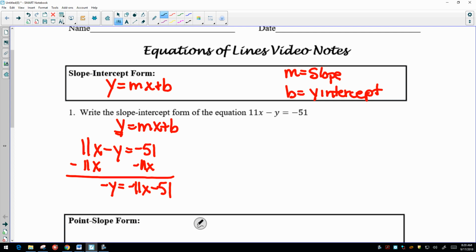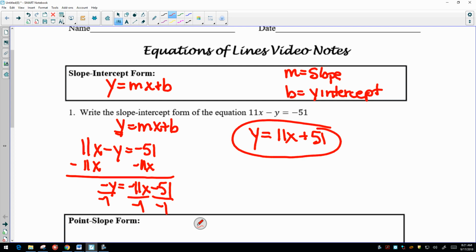Okay, so we're close. The only difference here is our slope-intercept form has a positive y, and right now we have a negative y. So to make that positive, we're going to divide everything through by a negative 1. And we have to remember, when you divide negative by negative, it will equal a positive. So negative y divided by negative 1, we get a positive y. Negative 11x divided by negative 1, we get positive 11x. And then negative 51 divided by negative 1, we get positive 51. So right now, that's your slope-intercept form of the equation. We can say your slope for that equation is 11, and we can say your y-intercept is 51.